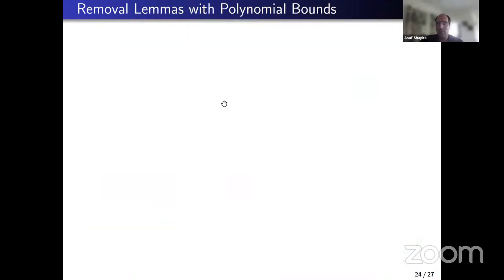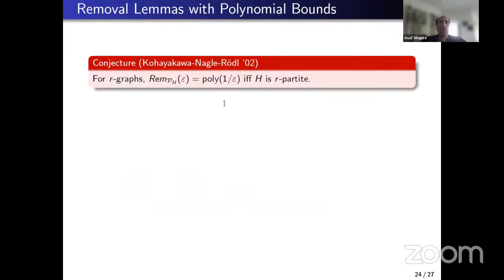Let me quickly go over a nugget from this proof. Again, we need to show that if an r-graph is not r-partite, then its accompanying removal lemma is not polynomial. The main idea is to look at the 2-shadow of H.